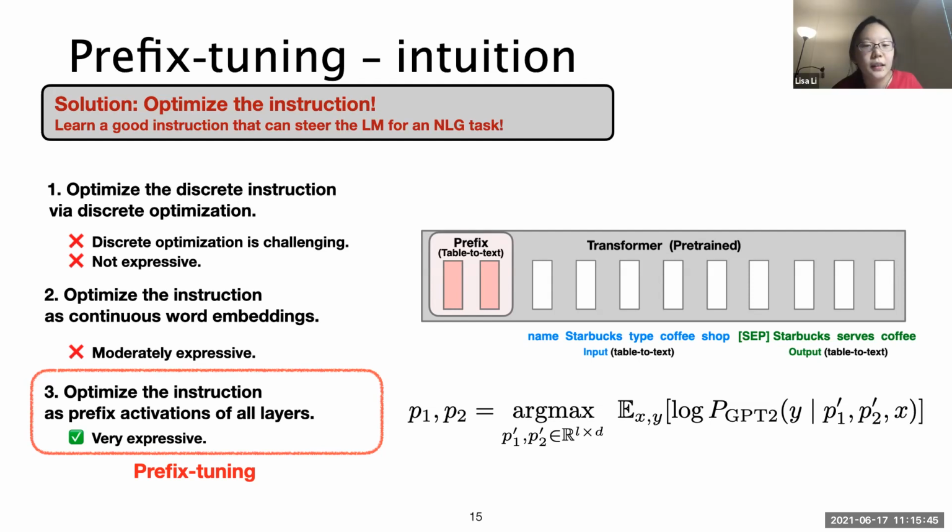Got it. So basically, you can think of the optimizing all layer version as you are basically overriding what the transformer attention would have computed. Exactly. And replace those with trainable parameters. I see. Got it. Thank you so much. Yeah.